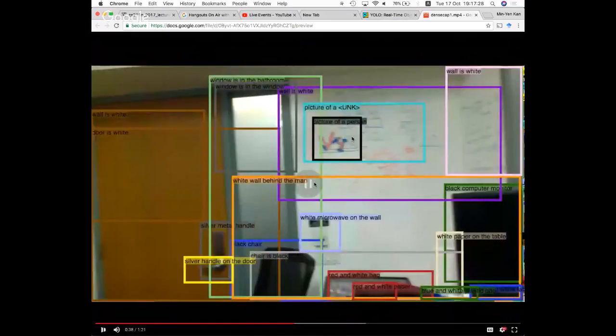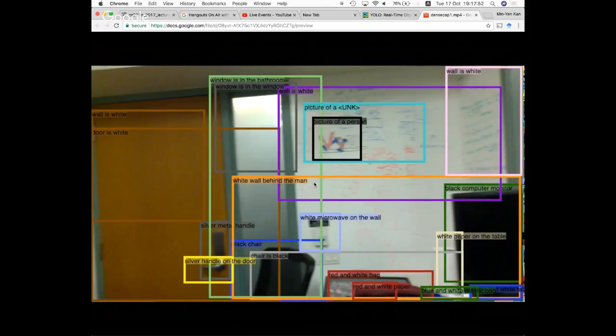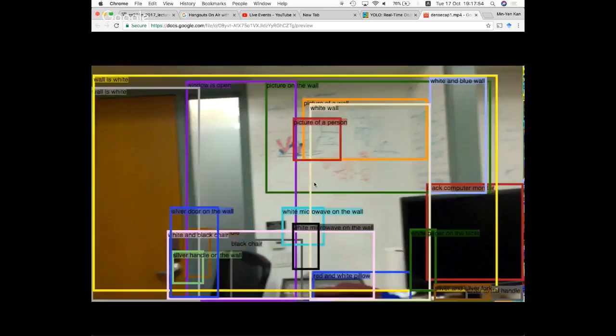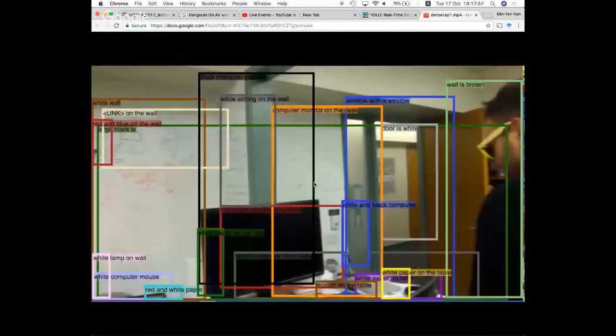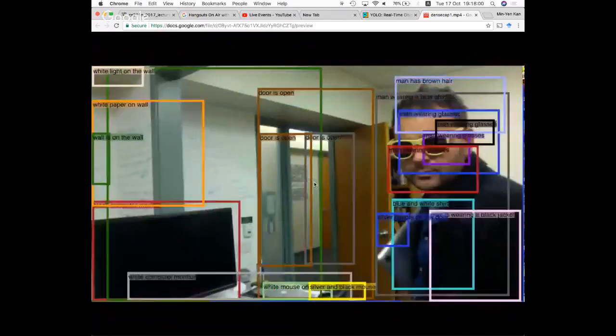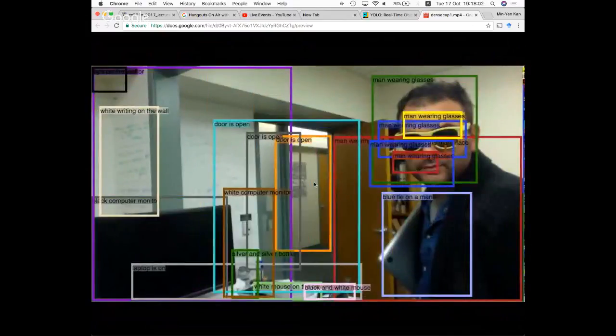And here they show it again. Here, when they don't understand what the image on this whiteboard is, they say picture of an unknown. So in the previous week on RNN, they have a start tag and an end tag, right? For unknown, they usually use this unknown tag. So they cannot describe the picture. And there is a white microwave on the wall. Man wearing glasses. Door is open.